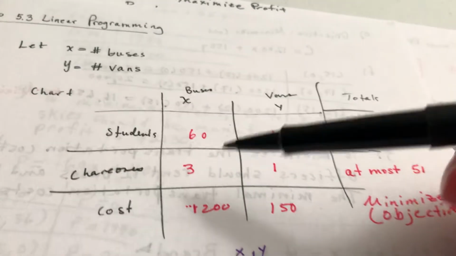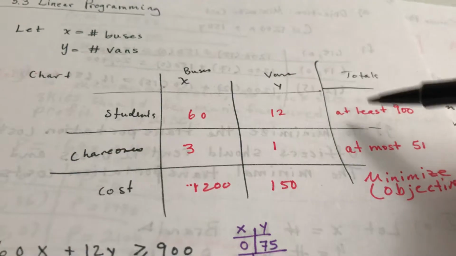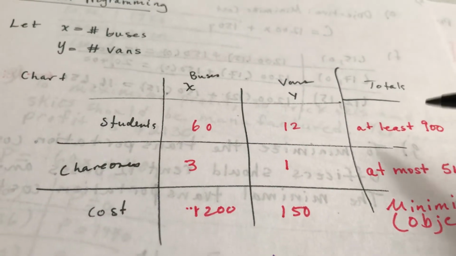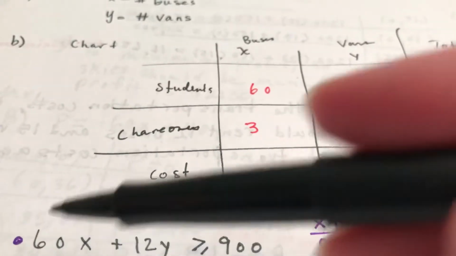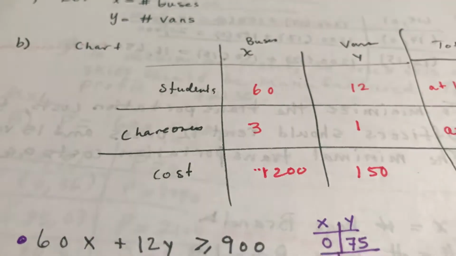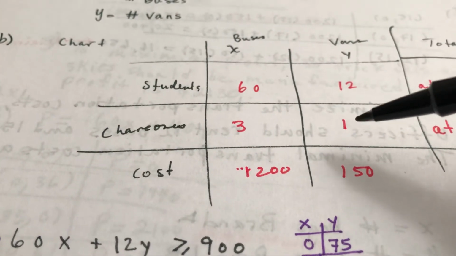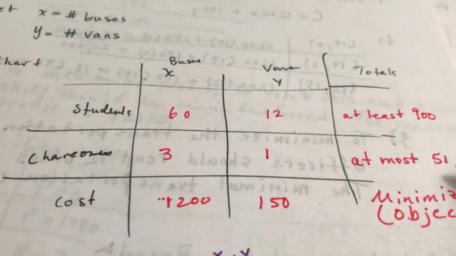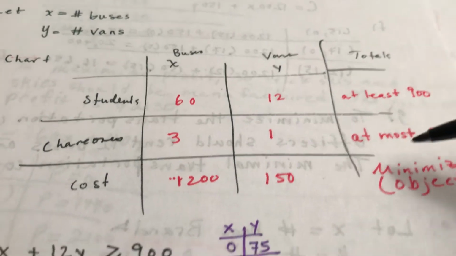Now, constraints. So we're going to go 60x plus 12y at least 900. Means 900 or more. So that is going to be 60x plus 12y greater than or equal to 900. Now look at this. 3 chaperones on the buses, 1 on the van, at most 51. At most means less than or equal to.